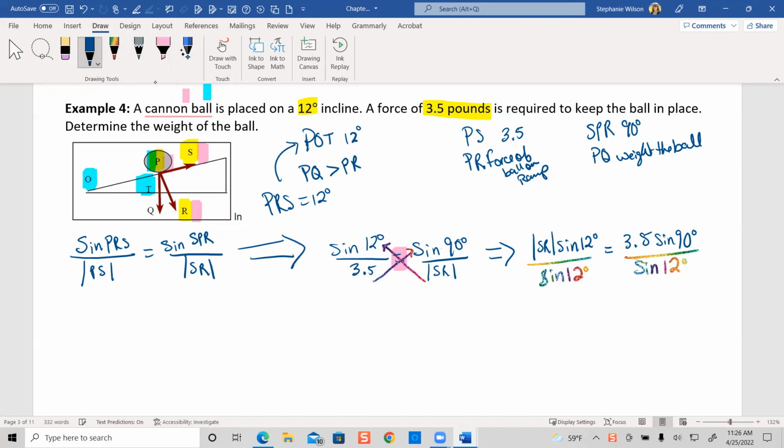When I do that, this reduces down and leaves me with the absolute value of SR equal to 3.5 sine 90 degrees, all divided by sine of 12 degrees. I'm going to type this in my calculator. We can round this to the nearest tenths. 16.8 pounds is what I get here. So the weight of the ball is 16.8 pounds. All right.